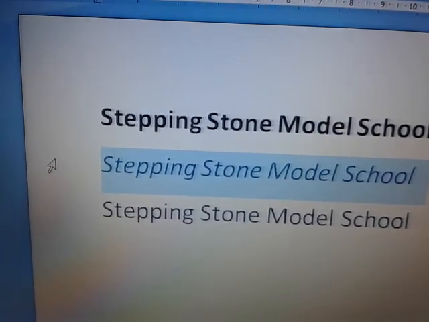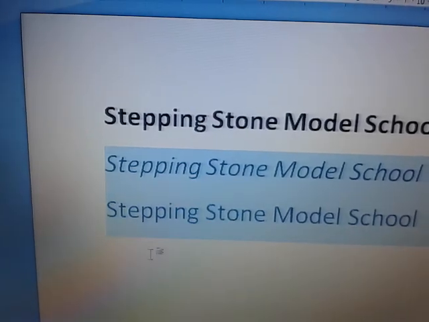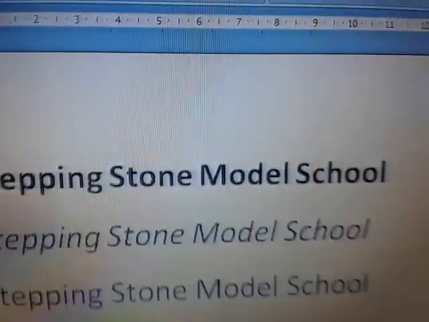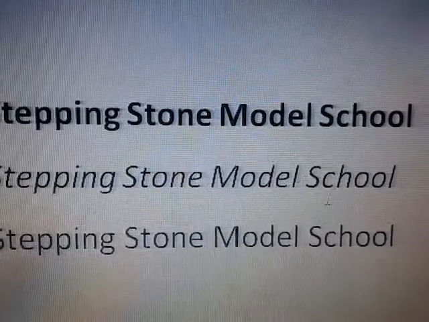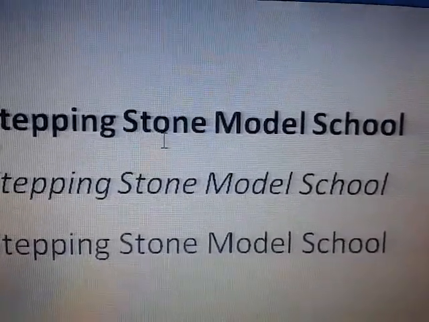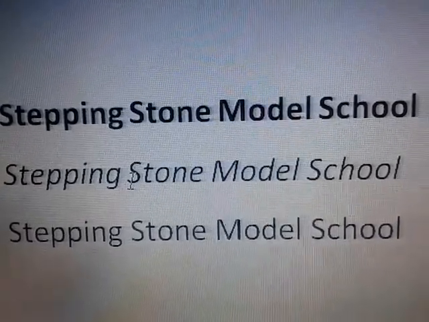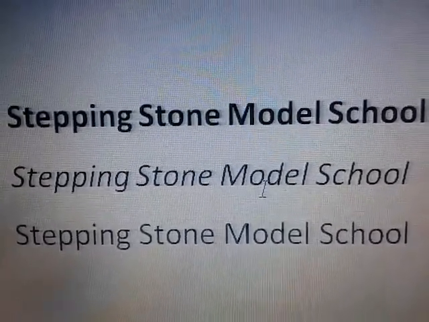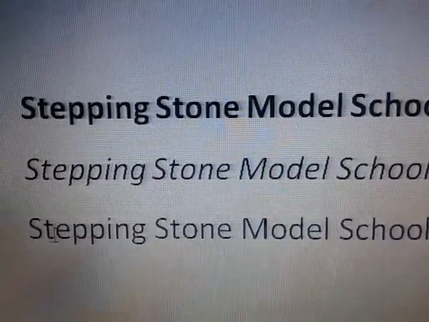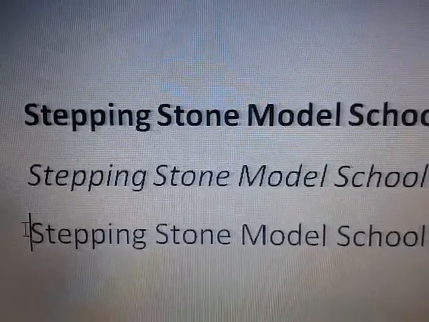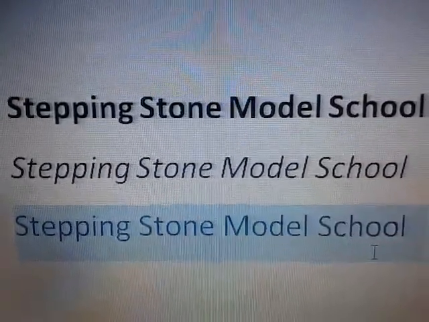Can you see? The text is italic now. The first one is thick, it is bold. The second one is slightly tilted towards the right. This is italic. I will show how to give underline to your text.